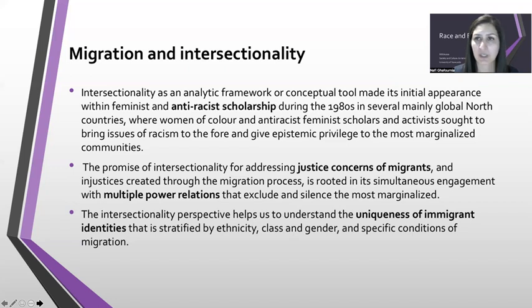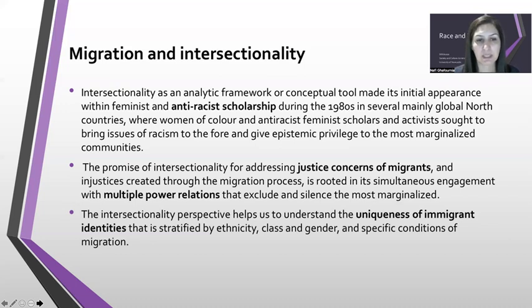The promise of intersectionality was addressing justice concerns for immigrants as well, and the injustice created through the migration process is rooted in its simultaneous engagement with multiple power relations. That is, there is a multiple and complex relationship of power that excludes and silences some groups of marginalized people, and intersectionality tries to give them voice. One of the marginalized groups in most Western countries is immigrants and refugees, so it tried to give voice to this group of marginalized people as well.